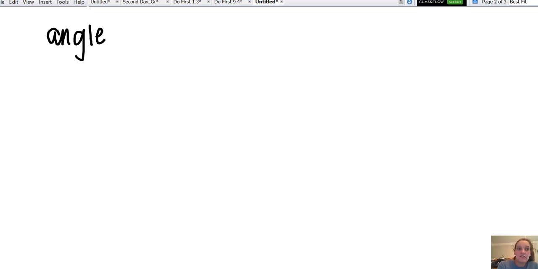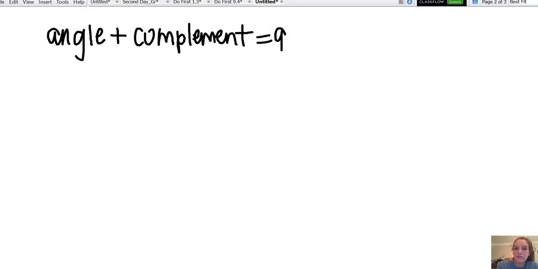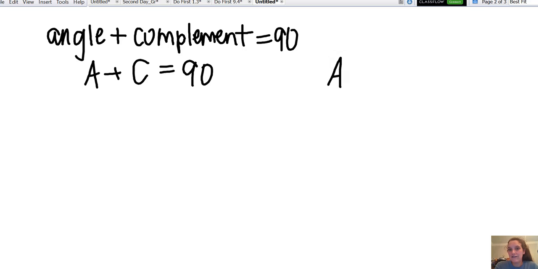So our angle, when added together with its complement, should add up to 90 degrees. An angle's measure plus the measure of the complement equal 90. That's what it means for it to be that angle's complement. Two angles are complementary to each other if their sum is 90. They add up to 90. So we can think of it as an angle A and its complement C equal 90. So that means an angle and its supplement added together should equal 180.